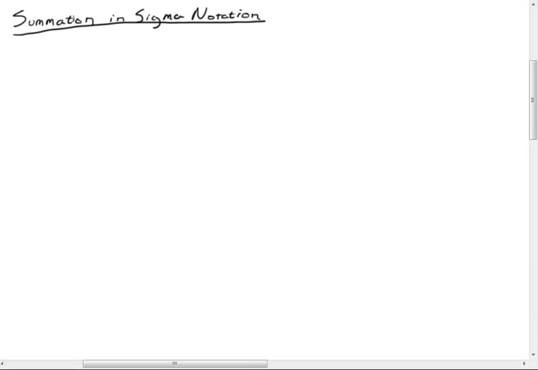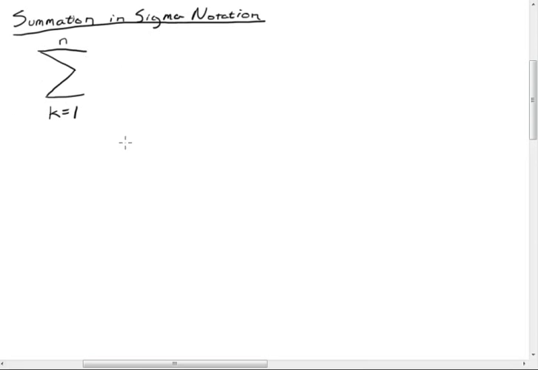Okay, so in this video, what I'm going to do is basically give an introduction to sigma notation and how it works. So here we go. Sigma notation is a big Greek capital letter sigma that stands for summation. And it has a start value and a stop value, which is typically denoted n when it's not specified.